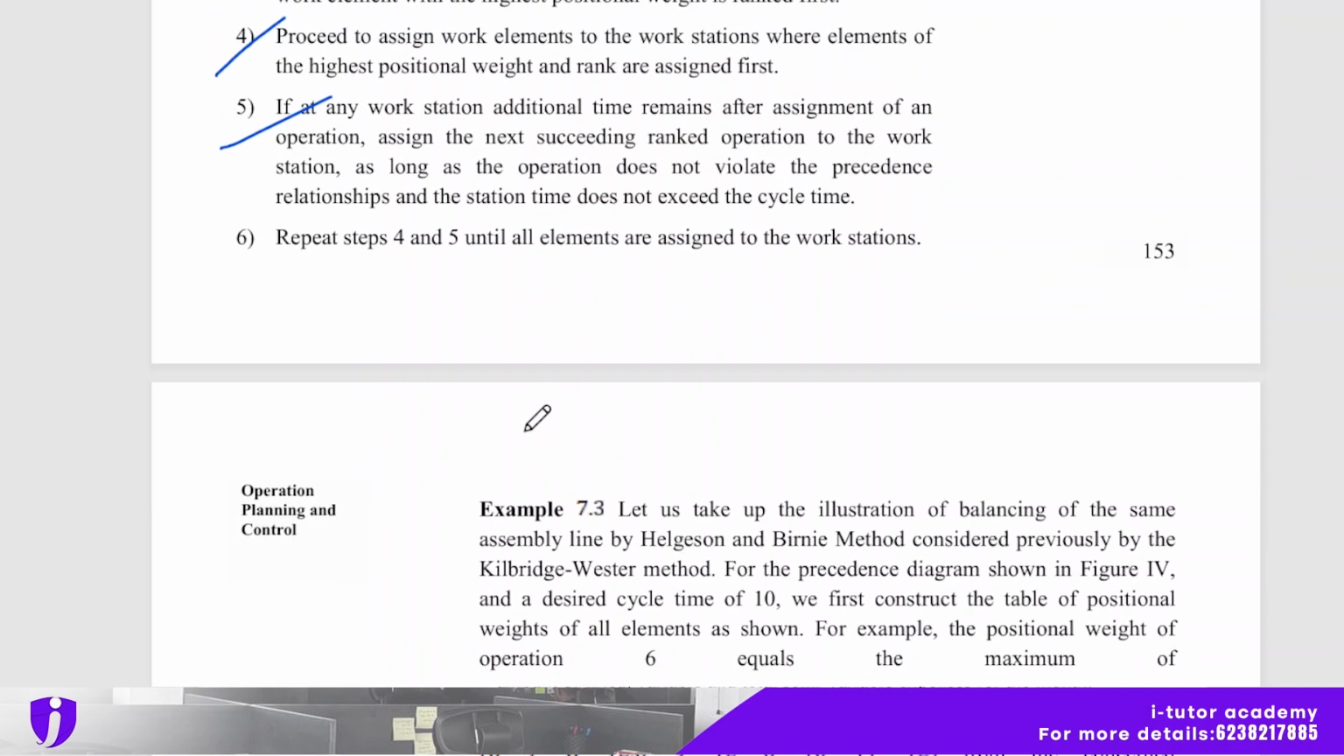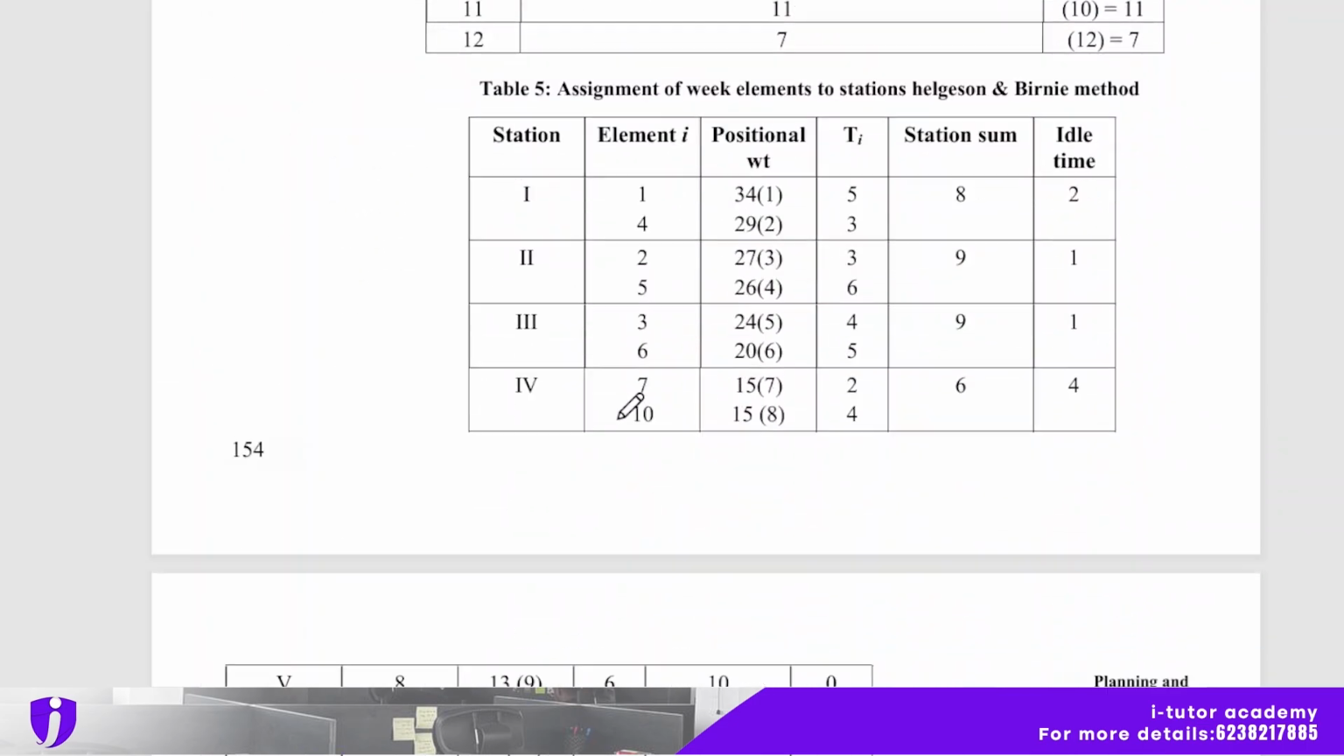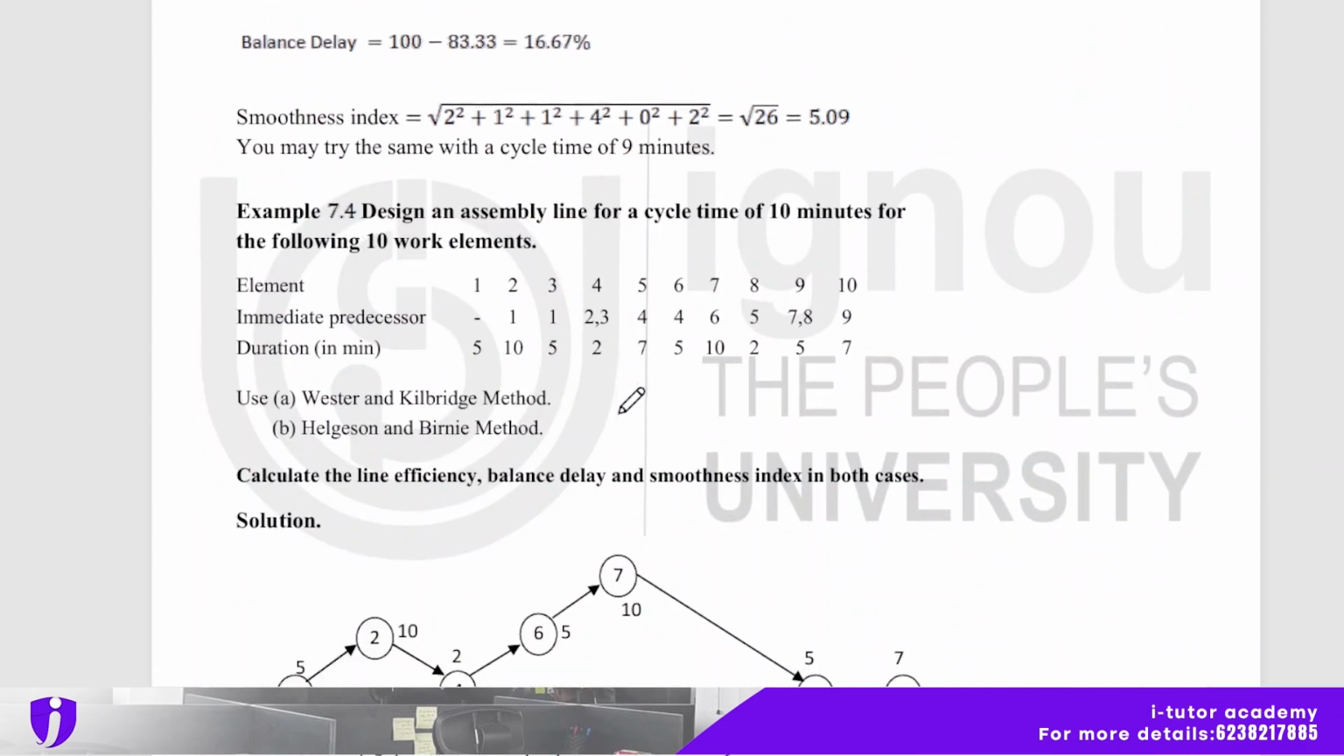If any workstation has additional time remaining after assignment of an operation, assign the next succeeding ranked operation to the workstation as long as the operation does not violate the precedence relationship and the station time does not exceed the cycle time. And repeat steps 4 and 5 until all elements are assigned to the workstations. So the example is here, please go through it, and the solution is also there.